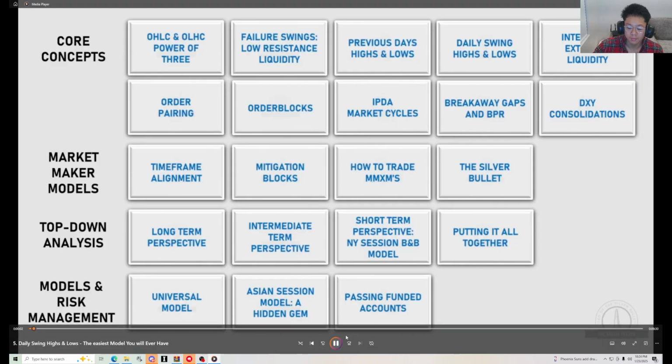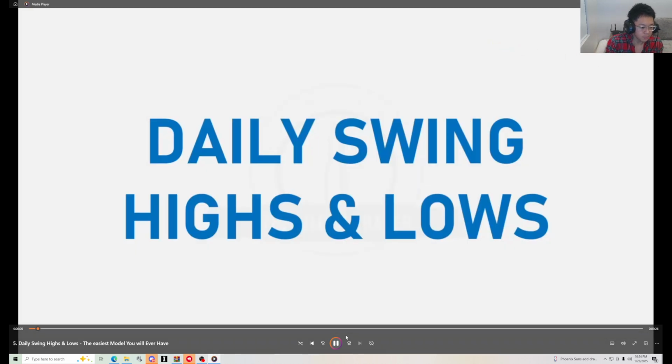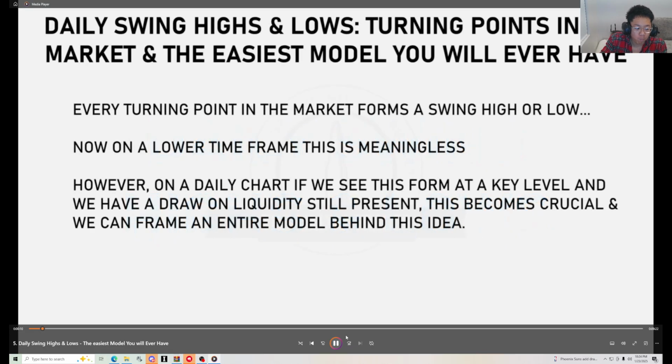Our next topic, daily swing highs and lows. Now, every turning point in the market forms a swing high or low. On a lower time frame, this might seem meaningless. However, if we use a daily chart and we see this form at a key level, and importantly, we also still have a draw on liquidity present, this becomes crucial and we can frame an entire model behind this idea.